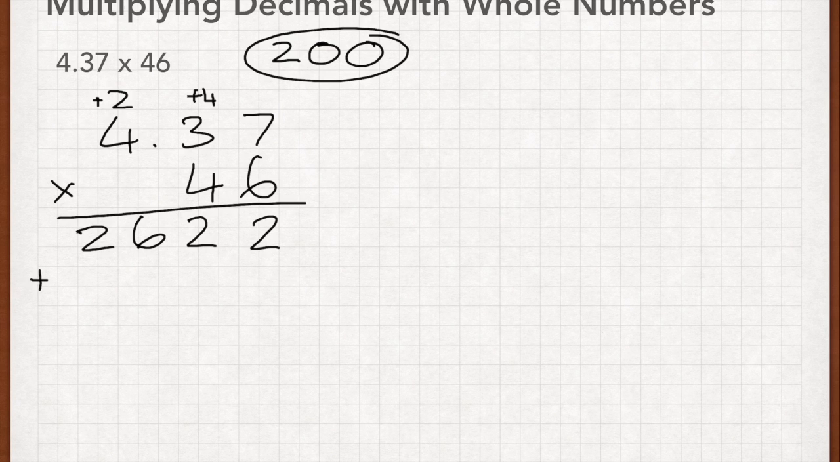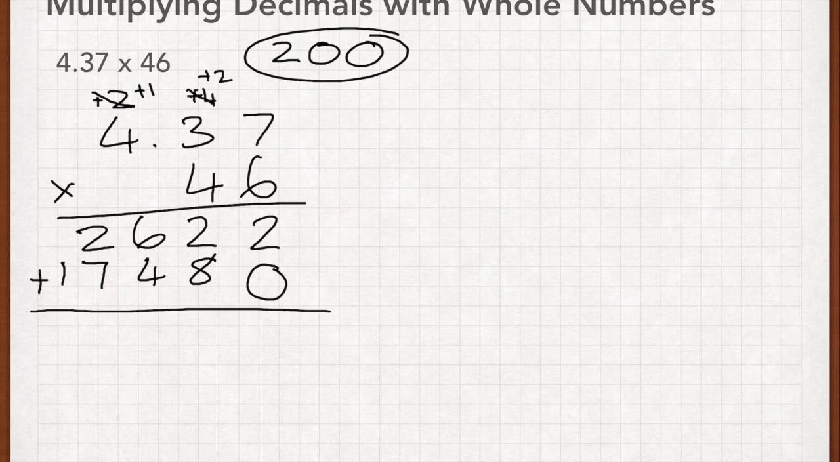Okay, we're going to move on to our next one. So we put our 0 there, cross out our other ones. And now we're going to go 4 times 7 is 28. 4 times 3 is 12, plus 2 is 14. 4 times 4 is 16, plus 1 is 17. We're going to add all of these together. 2 and 0, 2 plus 8, 6 plus 4 and 1, 2 plus 7 and 1, and 1 plus 1.